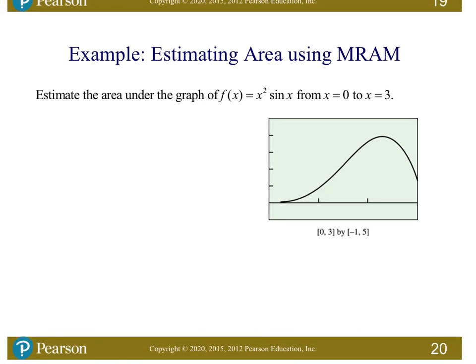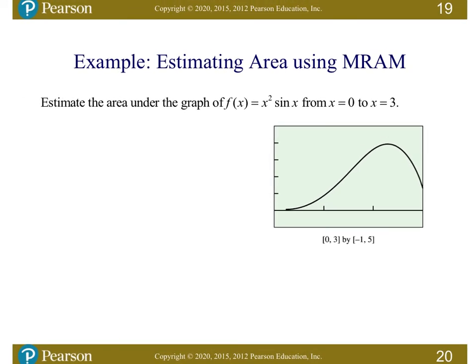Okay, I did not give you the table of these, so you're going to have to figure out the table on your own. All right, here's an MRAM. I'm asking you to estimate the area, and I want you to go from 0 to 3. And so that means you can use 3 rectangles. So I'm going to draw the points here on my graph, starting at 0. So I've got these pieces here. Okay, those would be the 3 intervals.